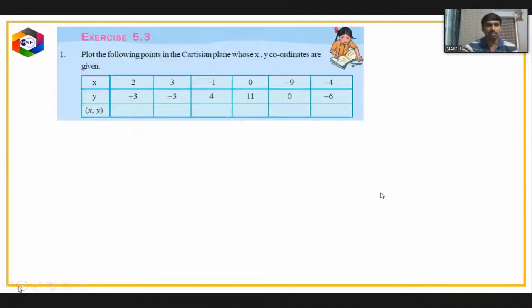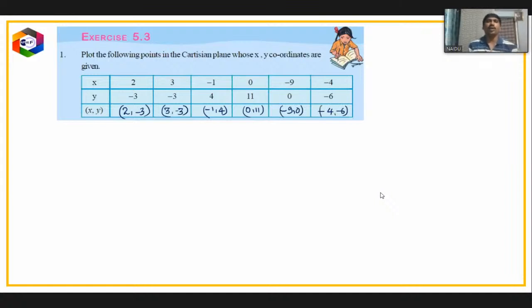It is an important question also. Now we will move to the exercise problem. As it is a simple one and we have already discussed many, what you have to do is first write the points. First we always mention the x value. The points are 2, -3; 3, -3; -1, 4; and 0, 11, where the x value is 0 and the y value is 11. Then the x value is -9 and the y value is 0, so the point is -9, 0; and -4, -6.